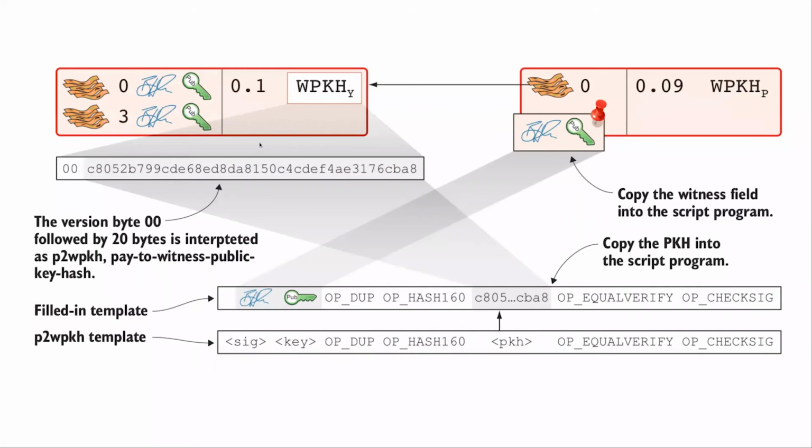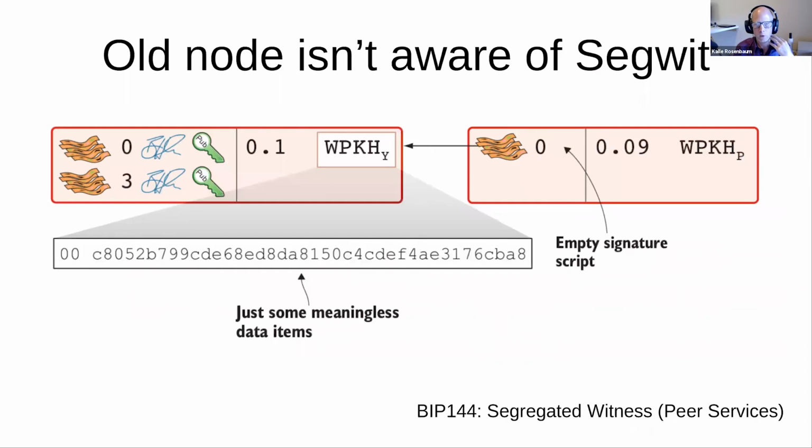Okay, so I said that this transaction propagates the network, and a SegWit enabled node would verify it like this with this pay to witness public key hash template that looks very much like a pay to public key hash script. And I also explained how an old node that doesn't know about SegWit would accept this transaction.